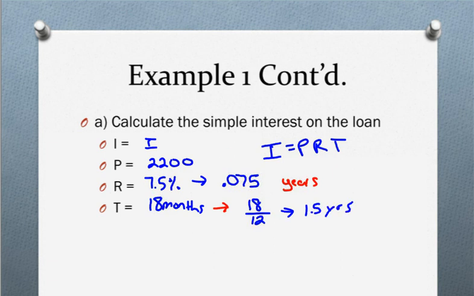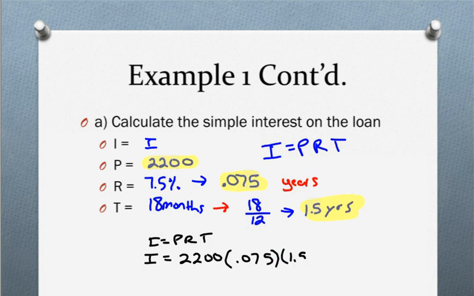So now we have everything that we need. We have our P, we have our R, and we have our T. And then we just plug those into this equation, I equals PRT. So we'll put those in, and we get I equals 2,200 times 0.075 times 1.5. And then we're done. Well, sorry, you would use your calculator probably, and you get 247.50, and that of course is dollars.